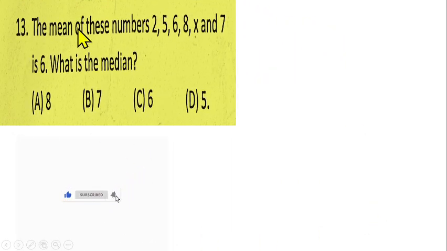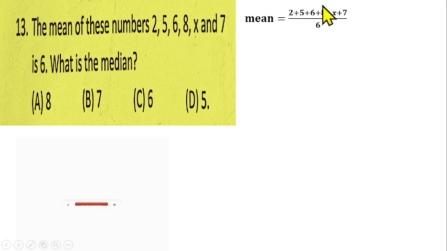Question number 13. The mean of these numbers 2, 5, 6, 8, x and 7 is 6. Find the value of the median. So how do we find the mean of the numbers? That means we need to add the numbers together, divided by the number of data. So we have 2 plus 5 plus 6 plus 8 plus x plus 7 divided by how many data do you have? 1, 2, 3, 4, 5, 6, divided by 6. And you have been given the mean to be 6.